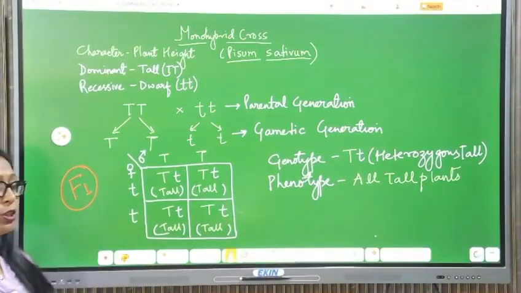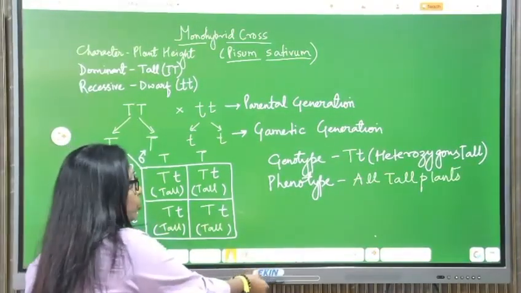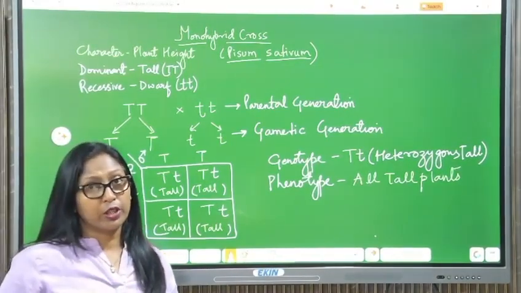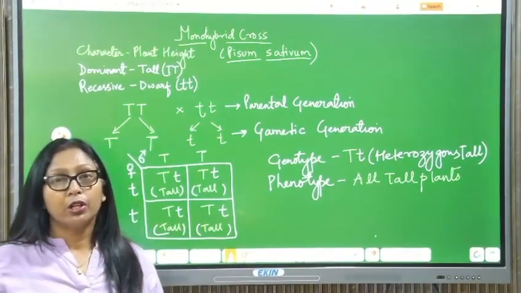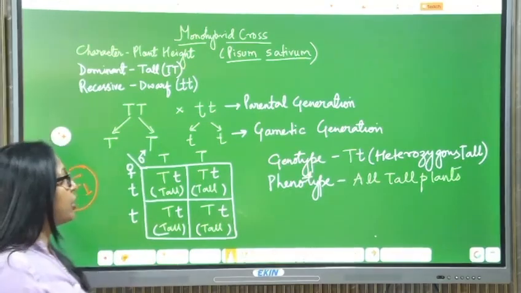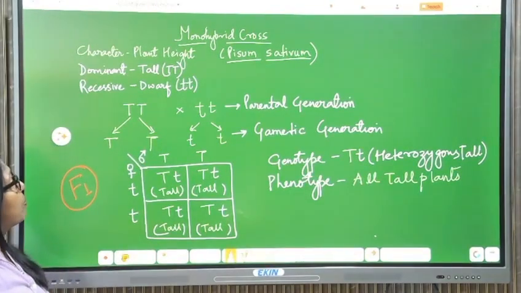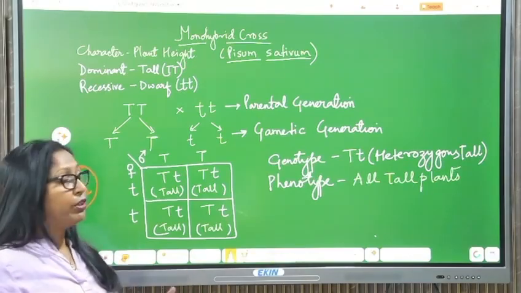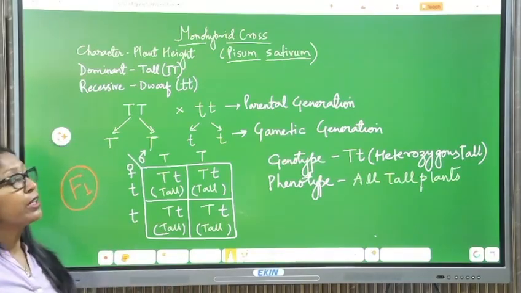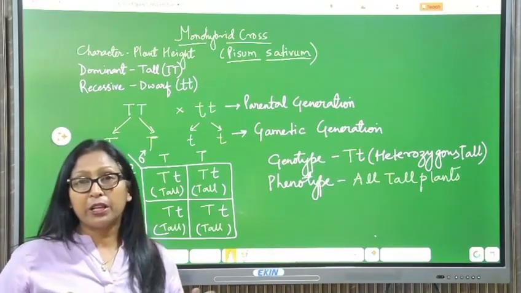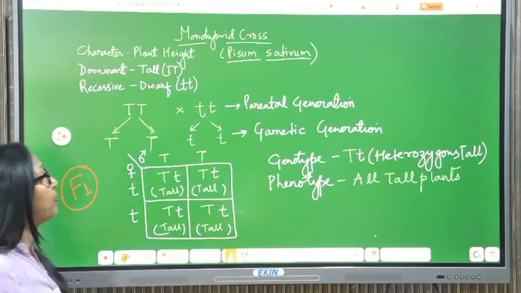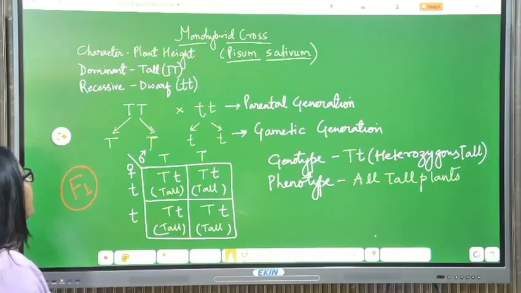Hello students. Today we have taken up monohybrid cross as a topic of discussion. It's a very important topic keeping in mind the ICSE biology examination point of view. This chapter talks about 7 pairs of contrasting characters as considered by Mendel. These 7 pairs of contrasting characters are of pea plant, Pisum sativum being its scientific name.